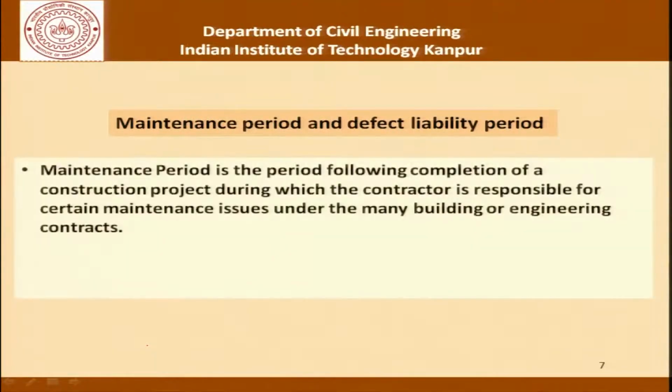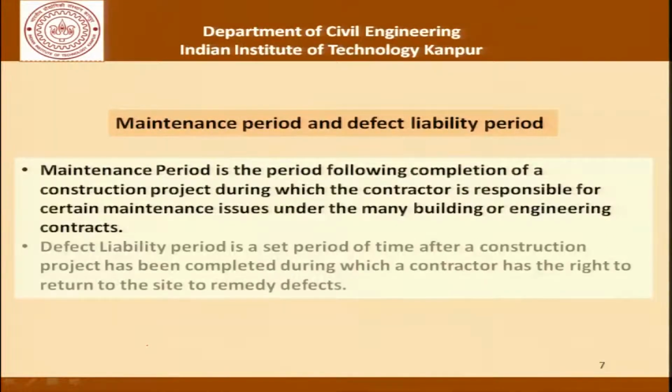The maintenance period is the period following completion of a construction project during which the contractor is responsible for certain maintenance issues under the many building and engineering contracts. As far as the defect liability period is concerned, it is a set period of time after a construction project has been completed during which the contractor has the right to return to site to remedy defects.